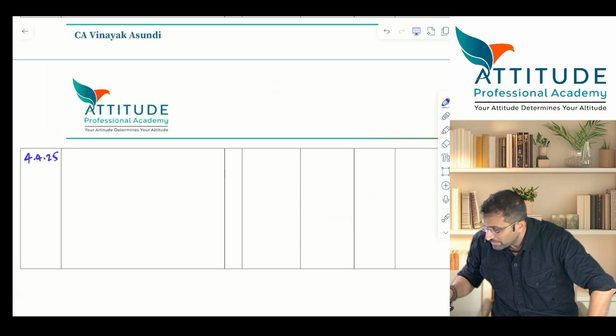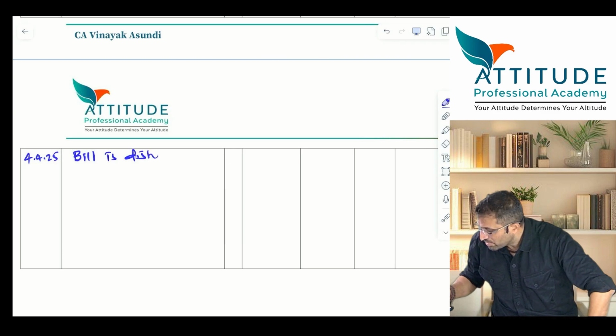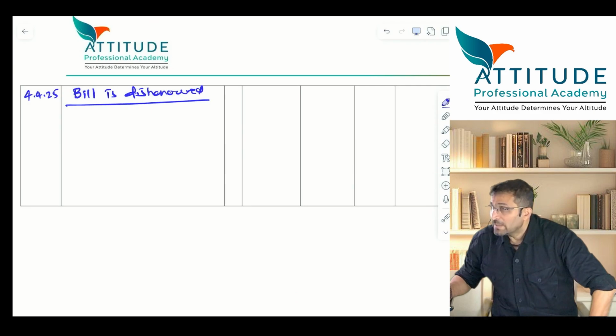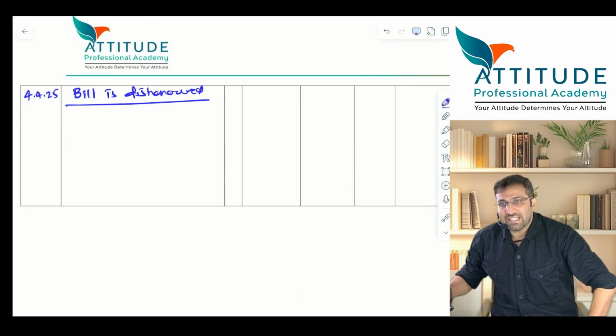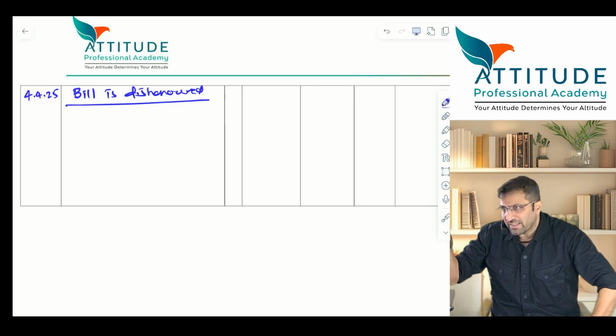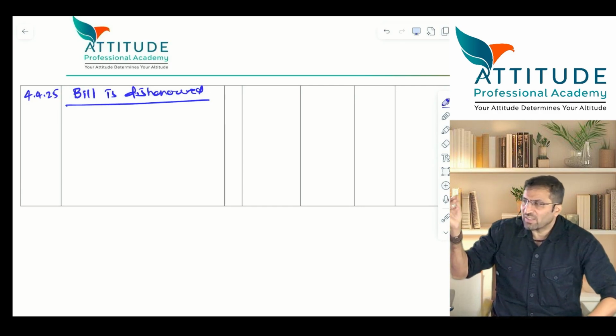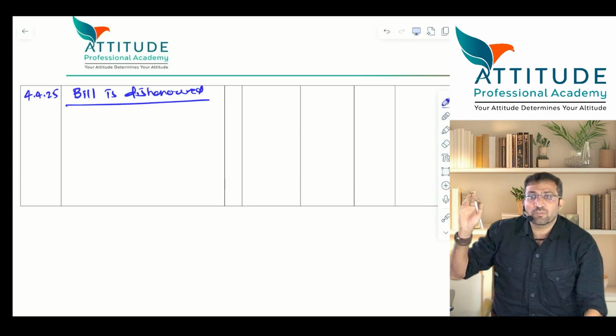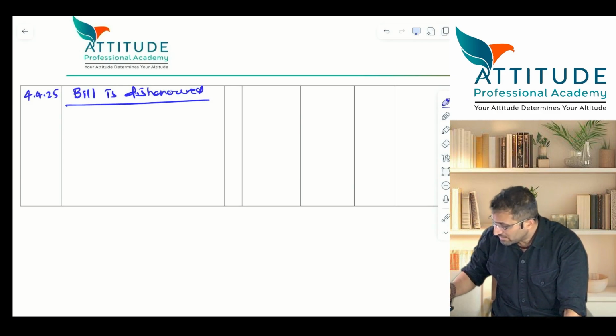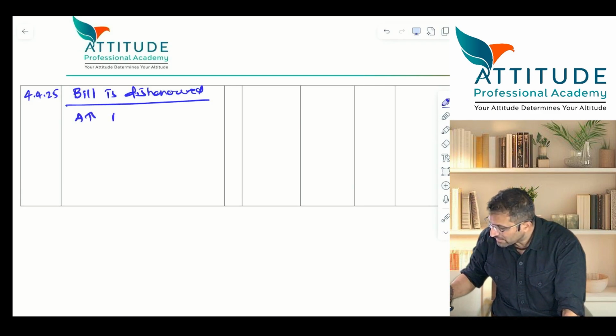Now tell me, 4/4/2025. Bill is dishonored. On the due date, tell me the entry. You are Ram, no? What will you say? Will you say directly treated as bad debts, or first you will say Ravan account debit? You will say Ravan account debit, money receivable from Ravan. Is that clear? Because the case is already put against him. So asset increases. Ravan again comes into your books. Ravan account debit. How much?